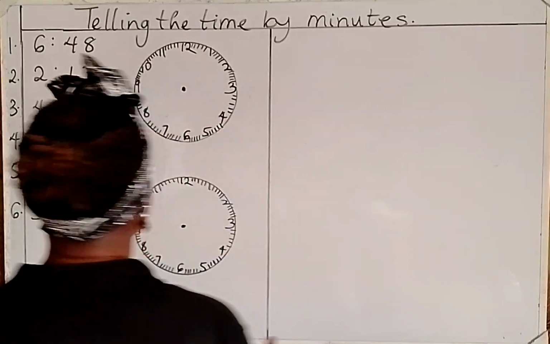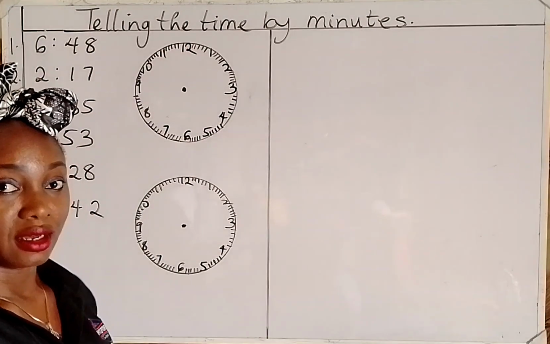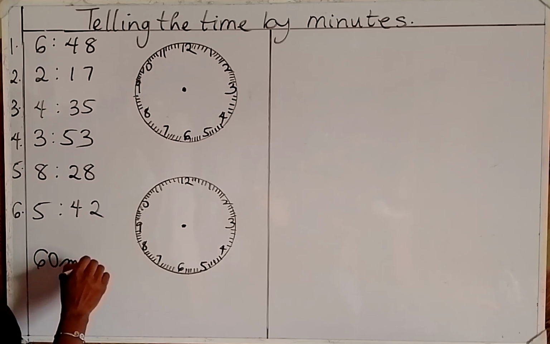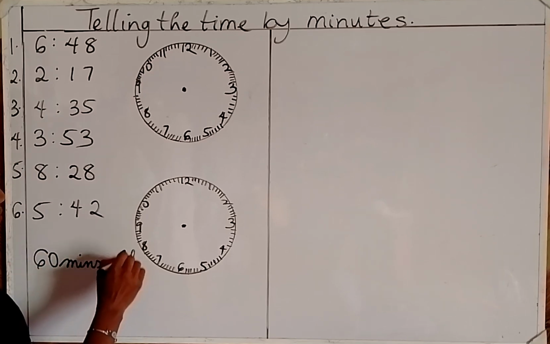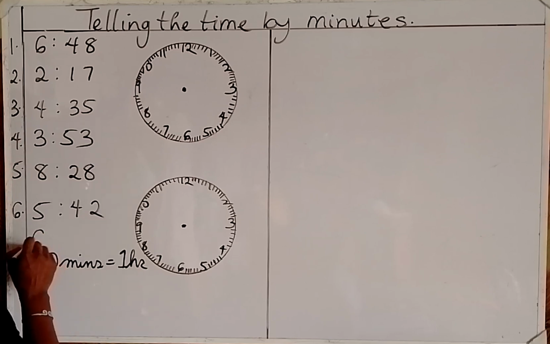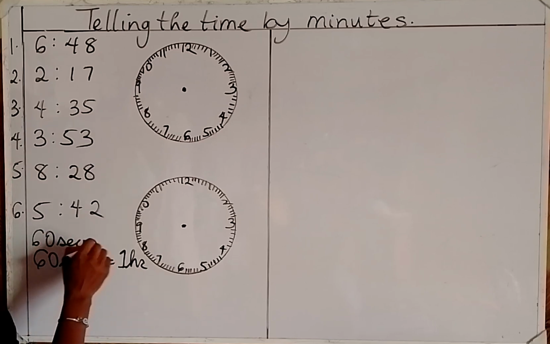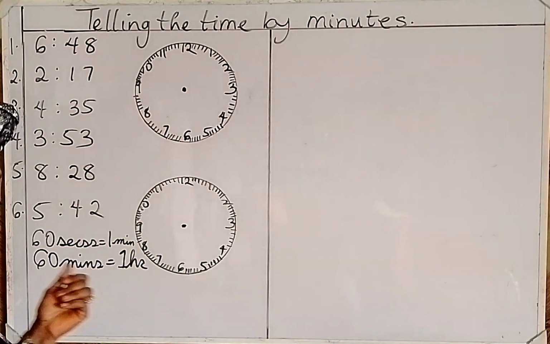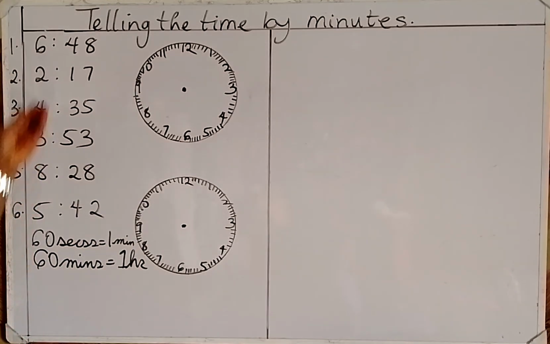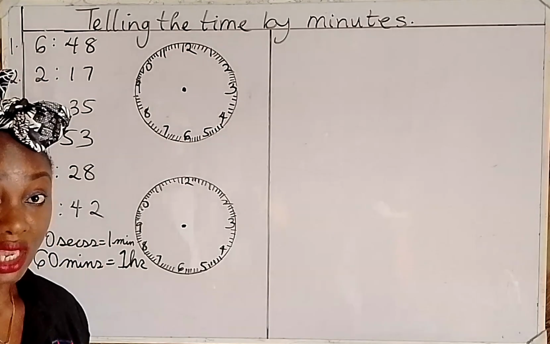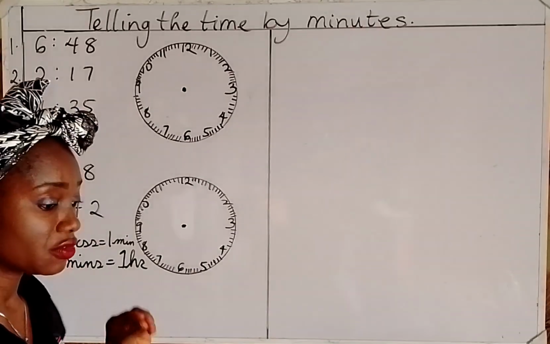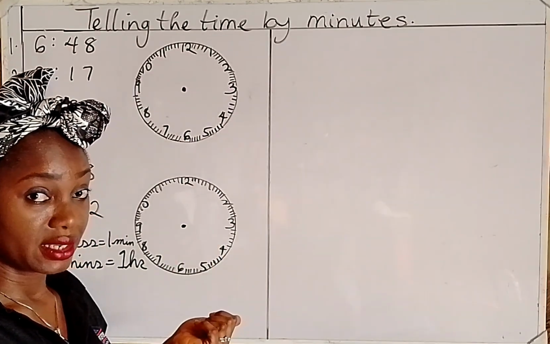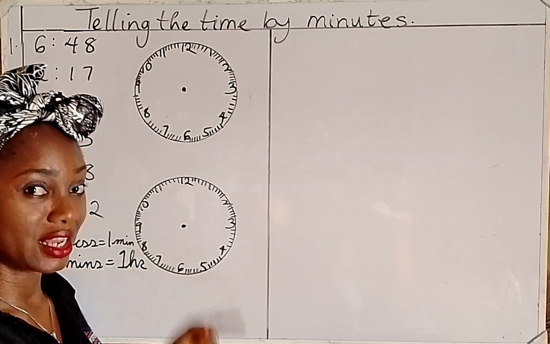Okay? Now, how many minutes make an hour? We have 60 minutes equals 1 hour, right? 60 seconds equals 1 minute, and 60 minutes equals 1 hour. So how do we determine the number of minutes to 7? Once you see a time like 6:48, it simply means the time has passed 6:30, right? And it's going to the next hour, which is 7.